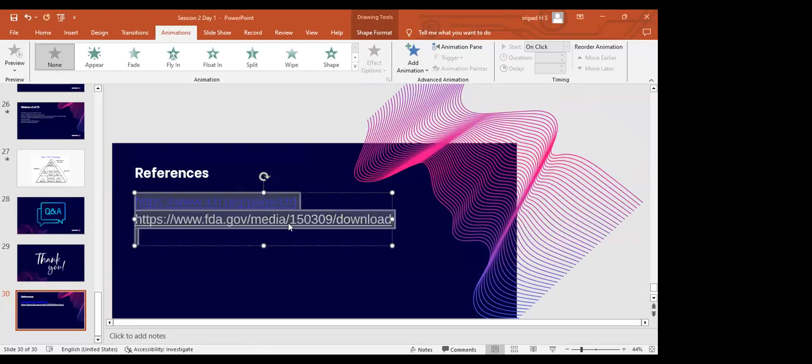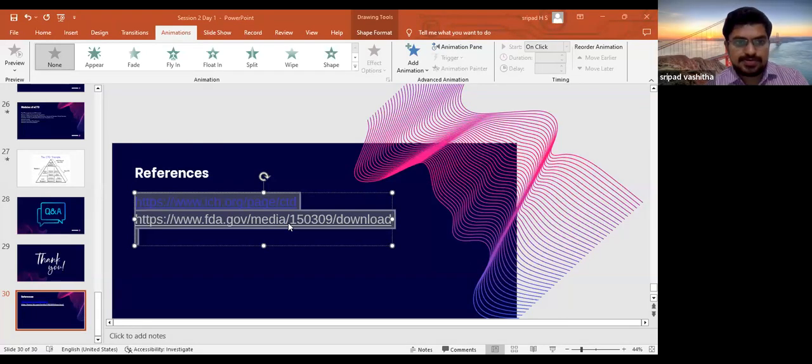So students, if you have any doubts, you can post them in the chat box, or otherwise you can unmute yourself and ask. So this is the link which will give you all the data for the CTD, which is M4.